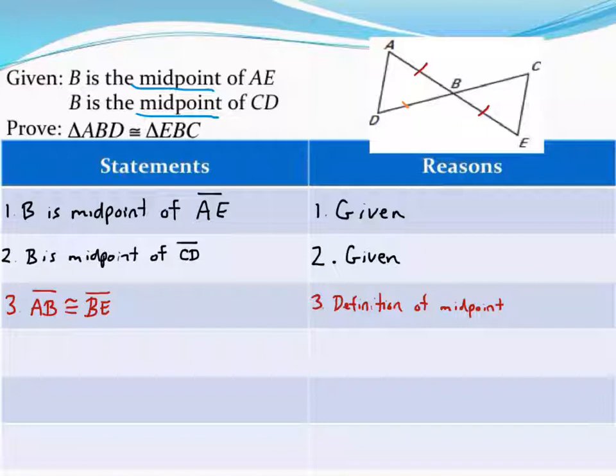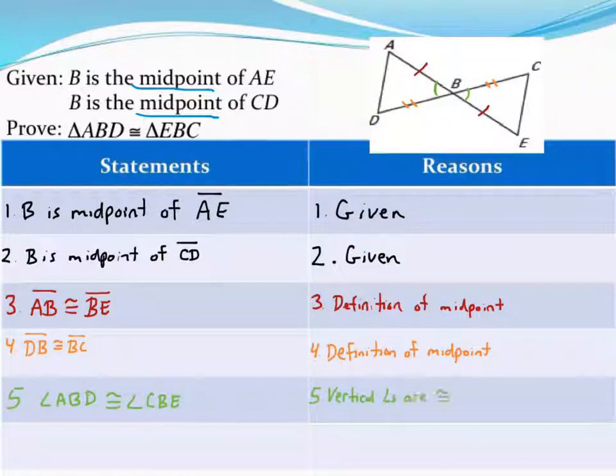I can do a very similar thing for segment DB and BC. They're also congruent to each other because it's the definition of a midpoint. So I have two segments that are congruent, and as you can see, I've added some tick marks for those angles as well. The reason that I know those two angles are congruent to each other is not because they look the same. I can't add tick marks just because I want to, but those angles are going to be vertical angles, and I know vertical angles are congruent to each other.